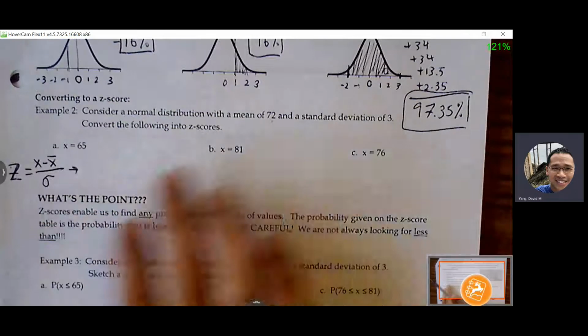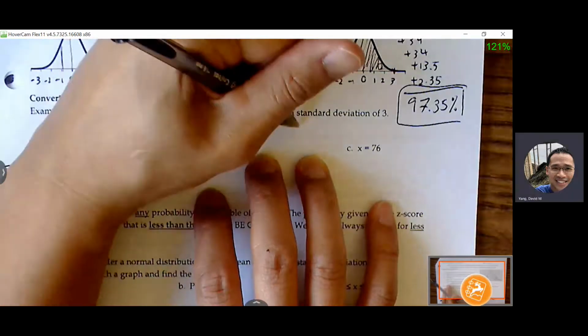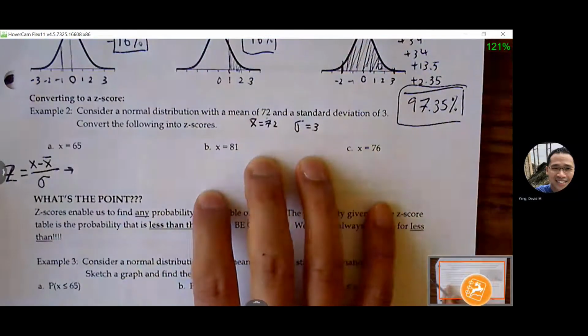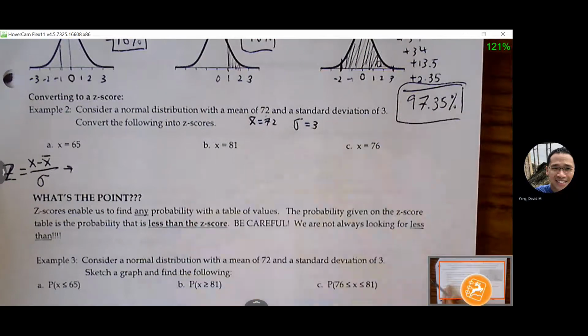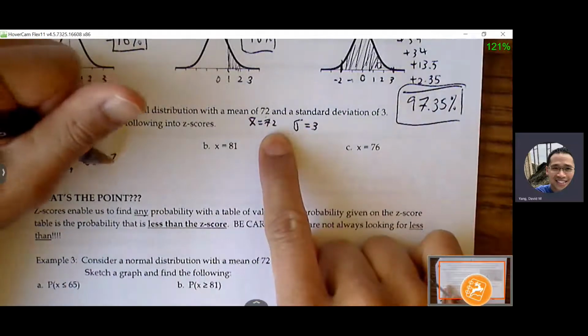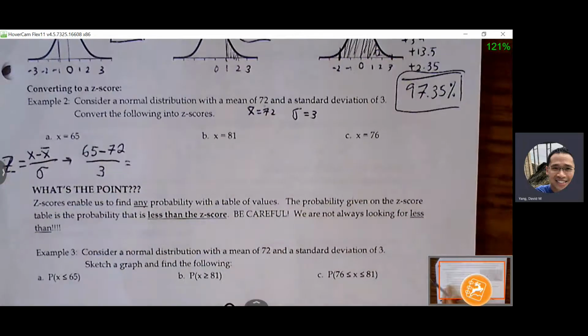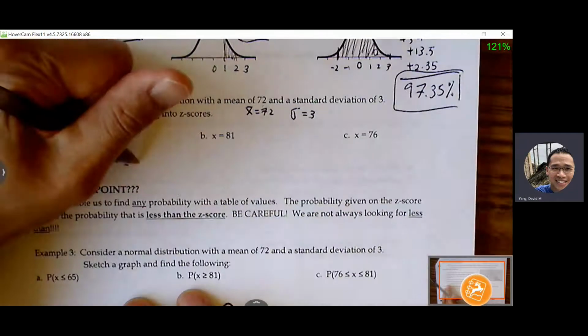Okay, so x, that's 65. Mean, that's x bar. Standard deviation. So 65 minus the mean, divided by sigma. Okay, 65 minus 72, use our calculator, divided by 3. Okay, -2.33. We'll just round to 2 decimal places.